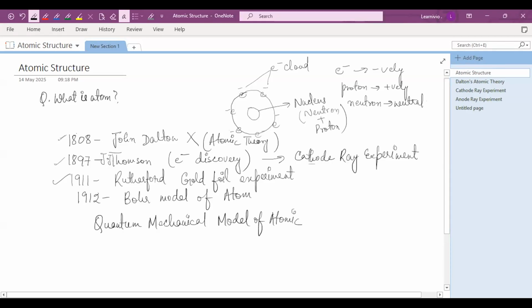But see, in the 9th standard, you just get aware of these 3. But in this chapter, in class 11, we will mainly focus on these 2: Bohr model of atom and quantum mechanical model of atomic structure. We had Bohr model as well, but that was in brief. So it's more like a history of atom.